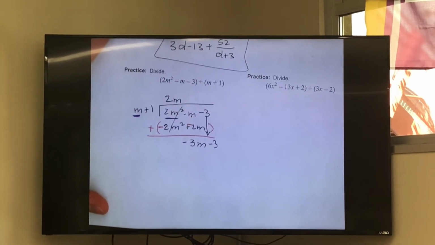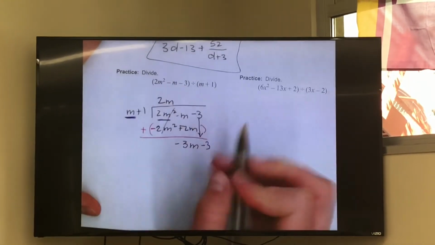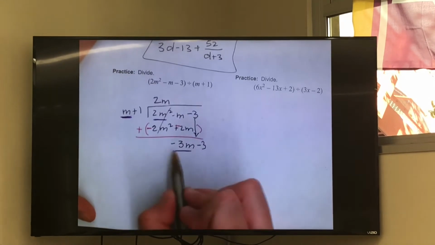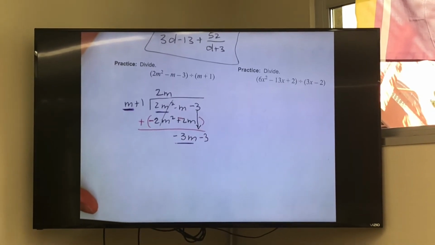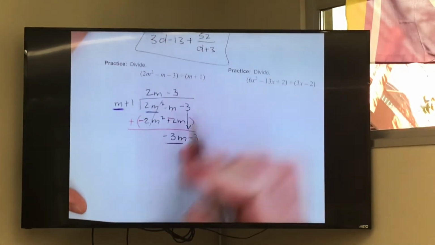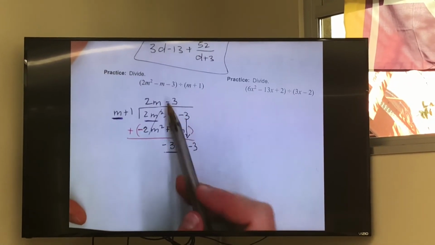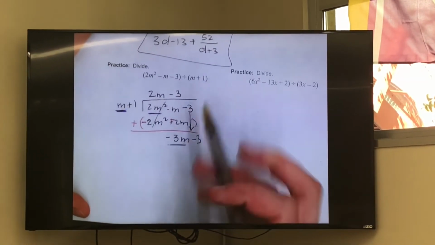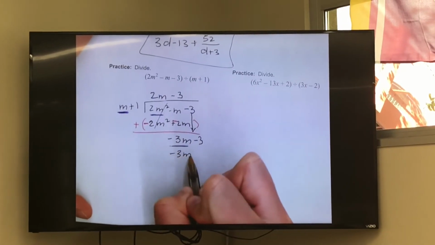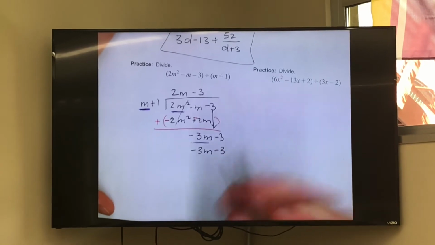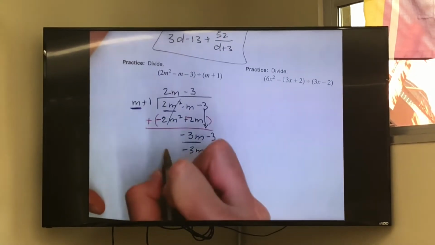And then again, I'm focusing on front term into front term here. So for m to get into negative 3m, I need a negative 3, and then I don't need anything else because this already has an m. I double check. Negative 3 times m is just negative 3m, so that's good. Negative 3 times 1 is a negative 3. And then I subtract the group.